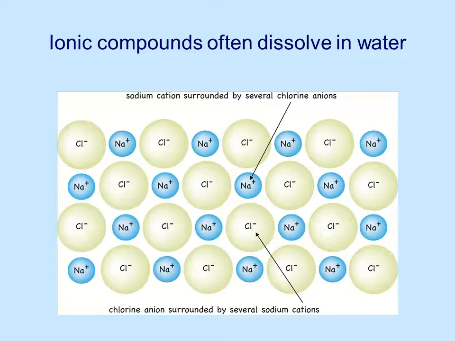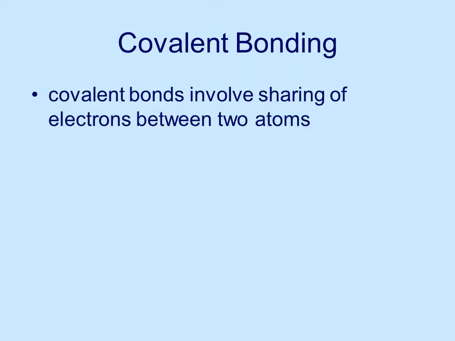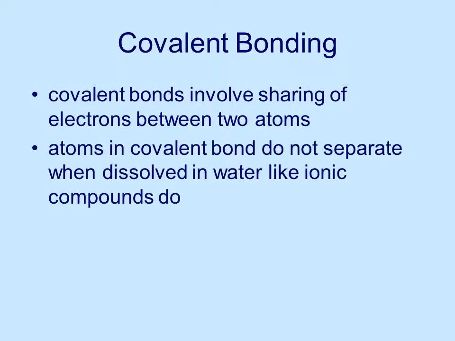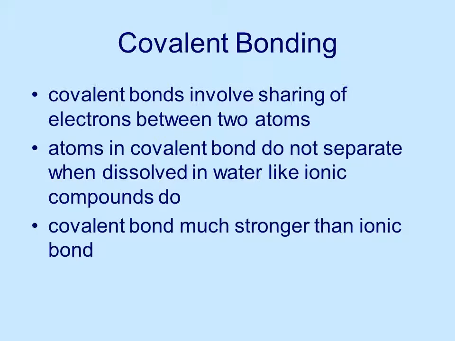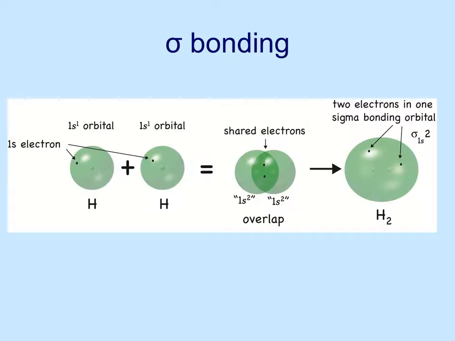Okay, covalent bonding, as I said, involves a sharing of electrons between 2 atoms. When compounds that are covalently bonded are dissolved in water, they don't separate like ionic compounds do. They don't come apart because the electrons are shared between the 2 atoms. A covalent bond is much stronger than an ionic bond. Now, we'll start talking about how these covalent bonds can be formed.